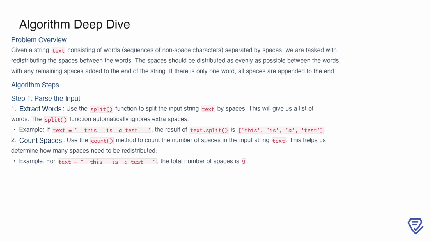Importantly, this function automatically ignores extra spaces, such as leading, trailing, or multiple consecutive spaces. For example, if the input string is "this is a test," calling text.split will give us the list ["this", "is", "a", "test"]. Next, we count the total spaces in the string using the count method. This count will allow us to determine how many spaces need to be redistributed. In the same example, the total number of spaces in "this is a test" is 9. These two steps, extracting words and counting spaces, form the foundation for the space redistribution process.